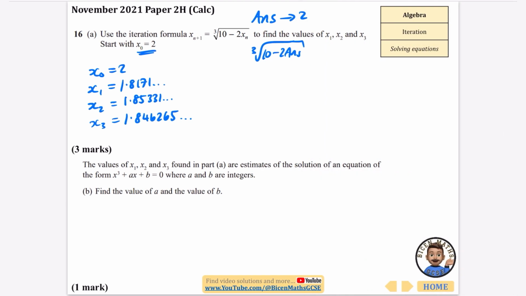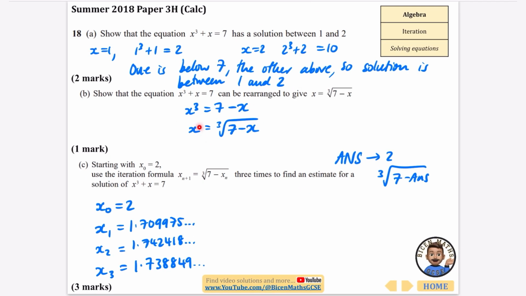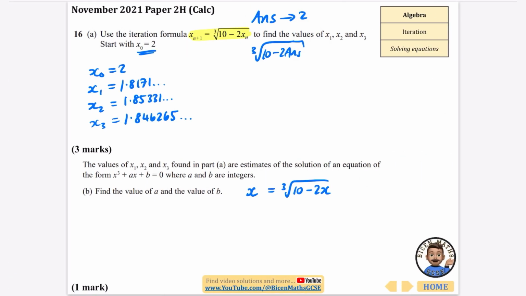It says the values of x1, x2, and x3 found in part A are estimates of the solution of an equation of the form ax cubed plus ax plus b equals 0, where a and b are integers. Find the value of a and the value of b. So what I'm going to do for this is I'm going to take this equation here, and I'm going to use it at the bottom to try and make a cubic. So I have that x equals the cube root of 10 minus 2x. I'm kind of doing the reverse process of what I've done in this part, where I've taken an equation and come up with an iterative formula. So I'm going to come up with this in reverse.